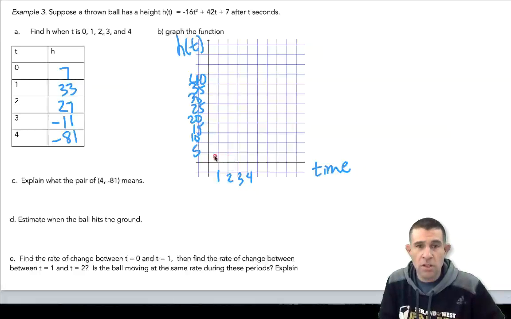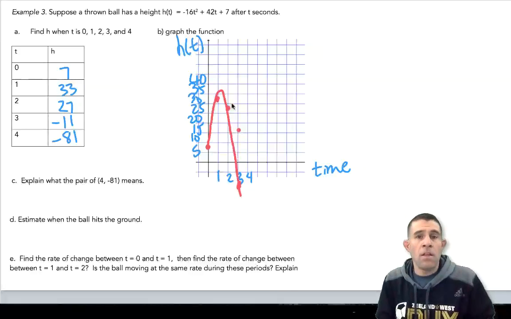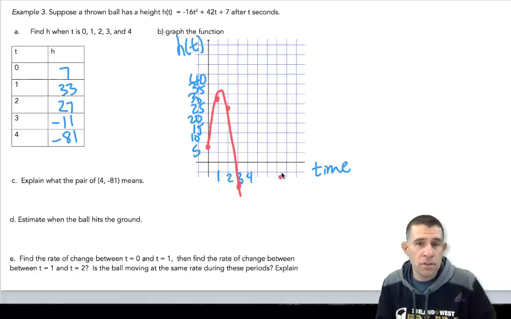So we'll change colors and we'll graph those points here. At 0 seconds, we took off from a height of 7. At 1 second, it looks like we were up to 33 feet, so about right here. And then at 2 seconds, we were back down to 27. And then at 3 seconds, we were actually below, so we'll go about right here. So our graph takes on this shape, about like this. And there's the height of our ball after t seconds.